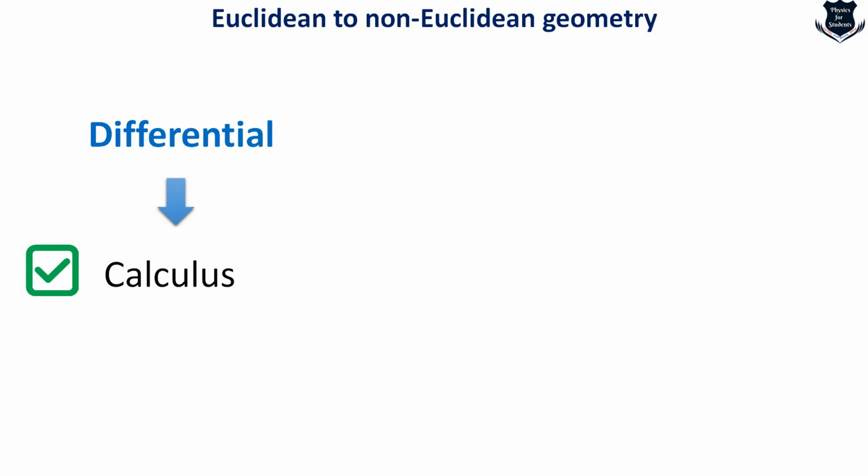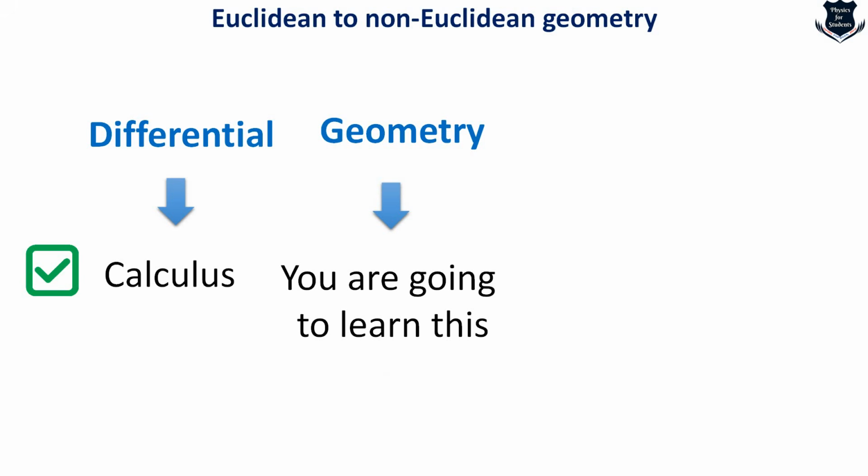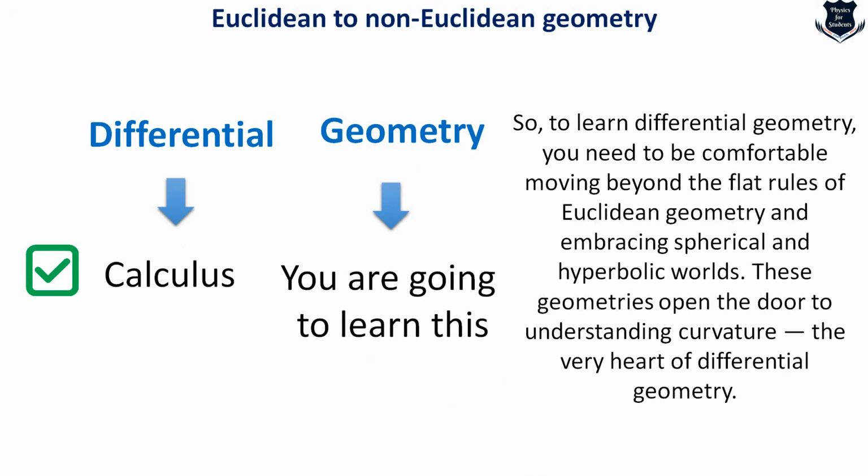So from here what we can understand is that the differential part we have completed: calculus, concepts of calculus, book recommendations. Now you're left with another one which is called the geometry. Now you are going to learn about what kind of geometry. So differential geometry is a study of mathematics that moves beyond the comfortable rules of Euclidean geometry and embraces spherical, elliptical and various kinds of geometry. So this is basically opening the door to understand curvature, which is the very heart of differential geometry.